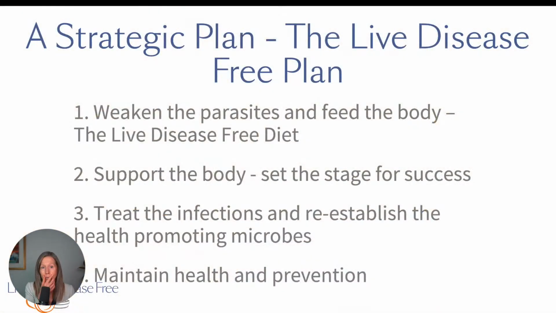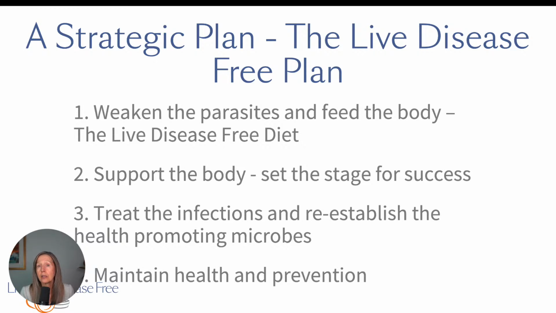So this is the strategic plan that we have, the Live Disease Free plan. There are 4 main steps in this plan. The first one is to weaken the parasites and feed the body. Step number 1 and step number 2 are part of the prep phase. We're getting ready to treat. It's very wise to prepare to treat. If you just start treating, you will feel horrible.